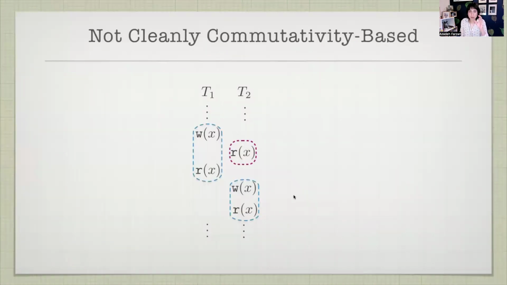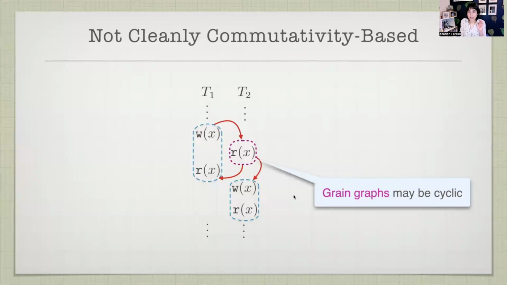The first one is not exactly a complication, but an observation that is important. In the scenario that I showed you before, if you look at the grain graph in this case, you will see that the grain graph is cyclic, right? Because there is an ordering between these two events. Oh, actually, I meant that to be a write. I think I made a mistake here. Please ignore this and imagine that to be a write.